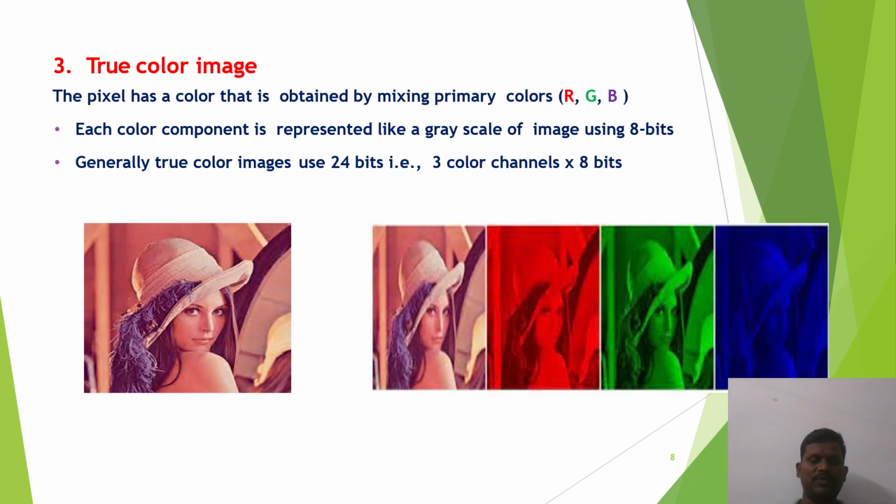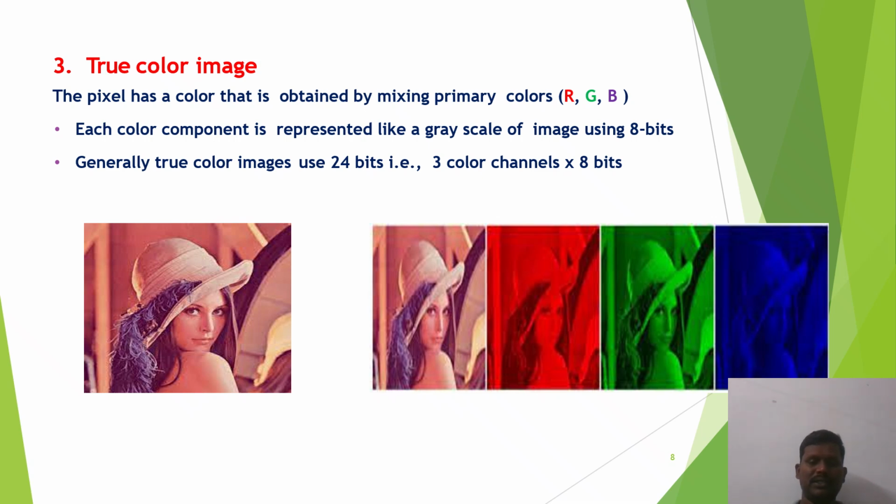The second type of image is the true color image. That means the color image actually consists of three channels: red, green, blue, RGB. By combination of the three channels, we get a color image.